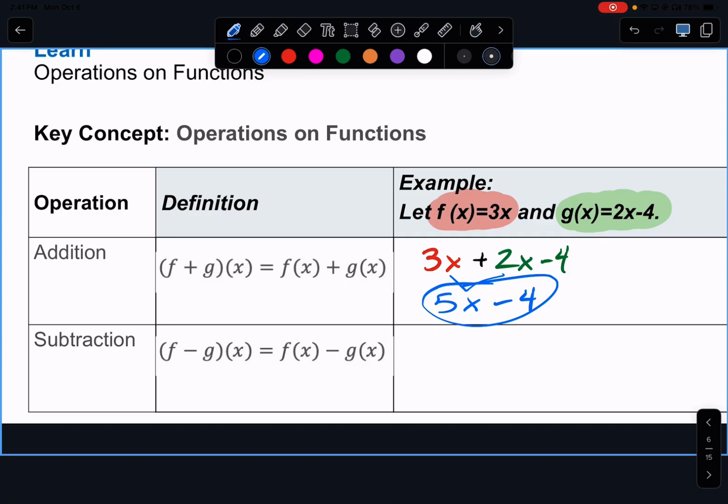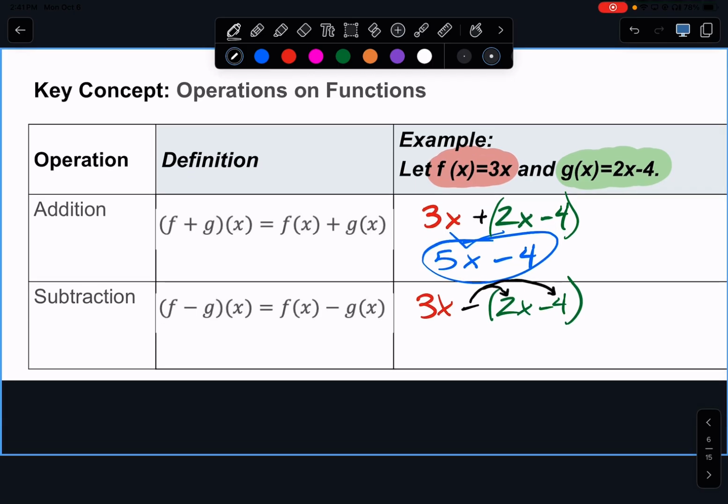One thing that I did not do on the addition one that you're going to see me do on subtraction, and it would probably be a good thing to do, is put these in parentheses. And the next one will explain why. All right, so I'm going to do the same thing. There's 3x, but now this time I'm going to put a minus between. And here's why I want you to make sure you put this in parentheses. That subtraction right there in the middle needs to apply to both of these. So 3x, and then it's going to be minus 2x, right?